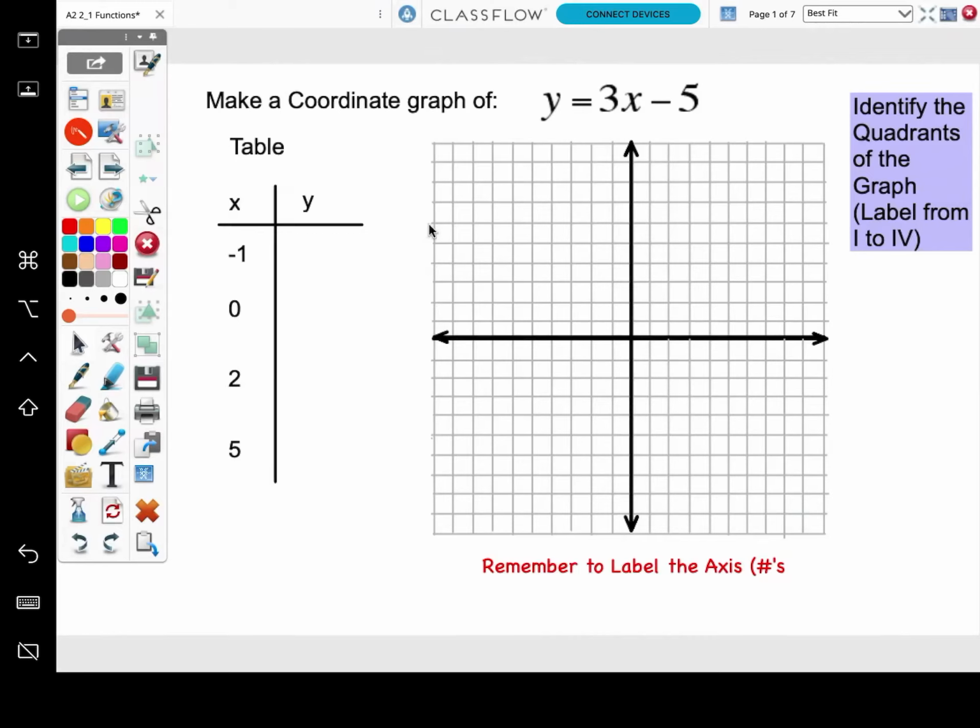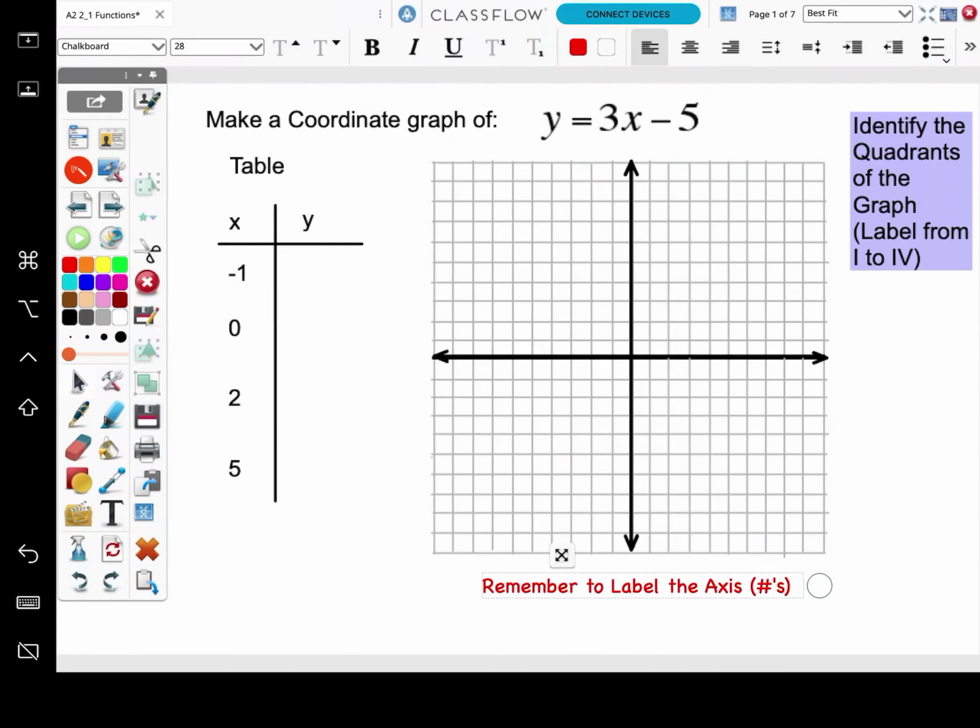Algebra 2, this is the video for 2.1, representing relations and functions. Before we get into reviewing what a function is versus a relation, I just want us to make a table and graph this little equation that we have here. So we see that y equals 3x minus 5.